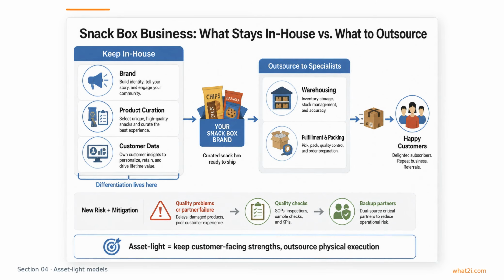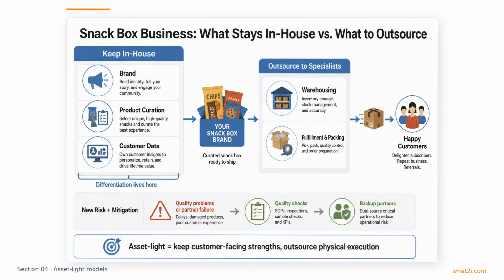Think about a snack box business deciding what to keep in-house and what to outsource. The most valuable in-house pieces are likely the brand, the curation of products, and the customer data, because those are the parts that shape differentiation and future pricing power.